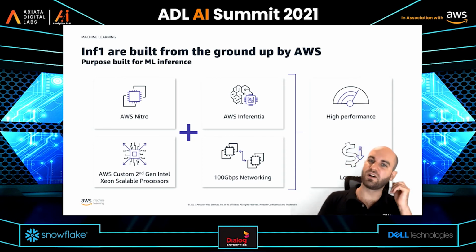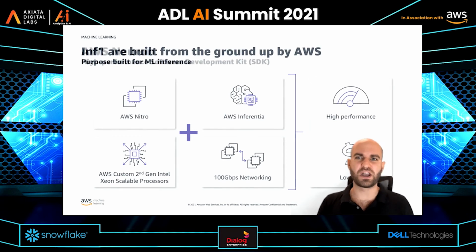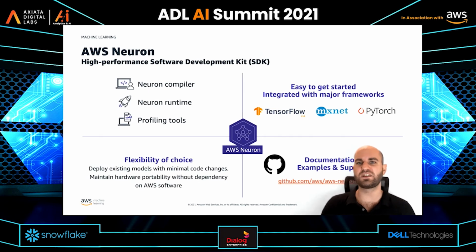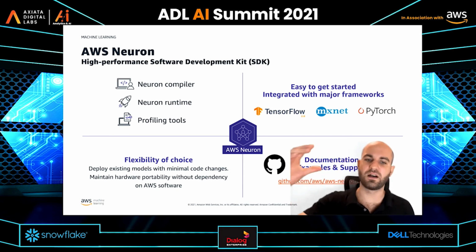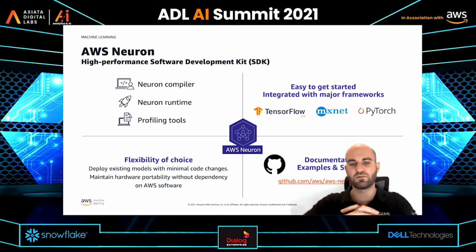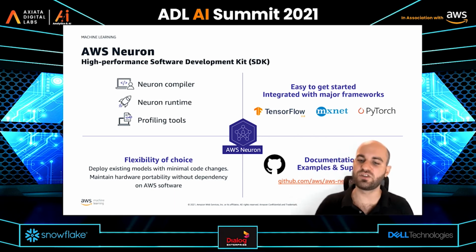And now if you wonder how can I use this Inferentia chipset, because that's obviously not maybe what my usual framework is using, that is the reason we have something called the AWS Neuron SDK, which is a high performance software development kit that comes with a Neuron compiler, Neuron runtime, and profiling tools, and integrates with TensorFlow, MXNet, and PyTorch. What it then does is you take your model that you have in TensorFlow, MXNet, and you can compile it with the AWS Neuron compiler, so it can actually run on these AWS Inferentia chipsets.